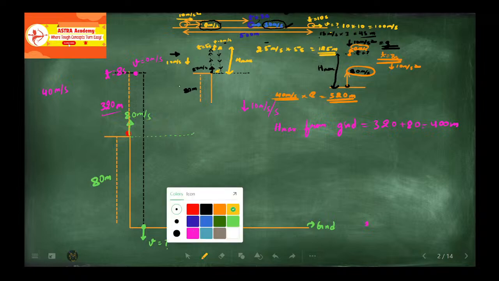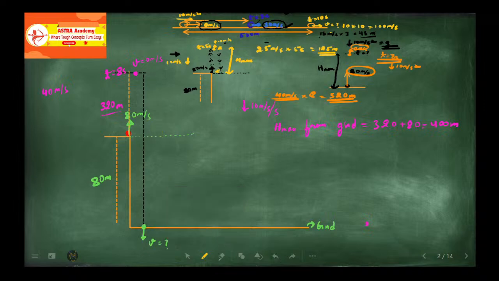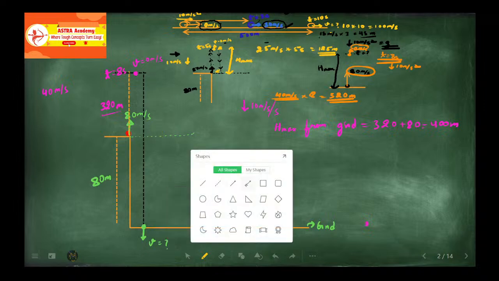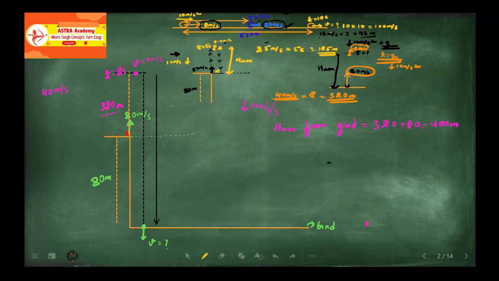How would you find the time taken by the ball to reach from the maximum height to the ground? It is a very interesting point. Listen very carefully. If somebody asks me to find the time taken by the body to reach from maximum height to the ground, how will I do that? Let us understand it carefully.